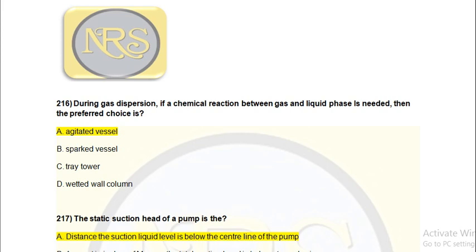Agitation refers to the induced motion of material in a circulatory pattern inside a container. That is induced. It is not happening naturally. You are inducing it, making it happen by external force in order to mix the gas and liquid phase properly. This process is called agitation. The agitated vessel is the correct answer for question number 216.